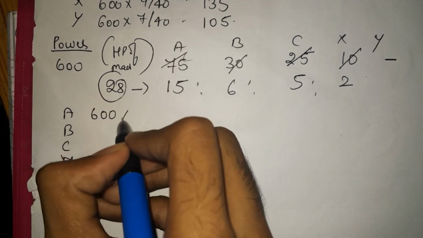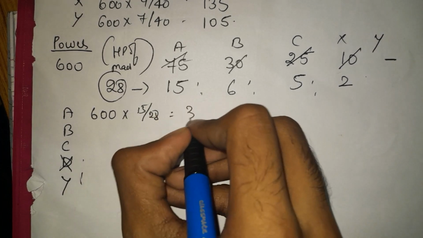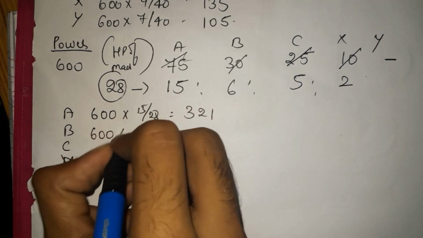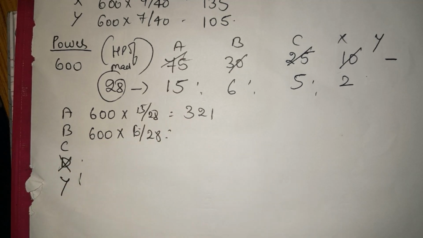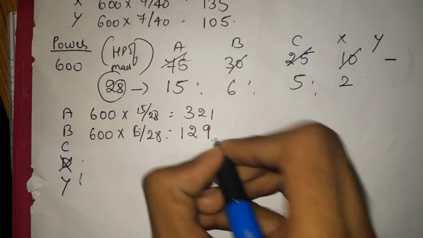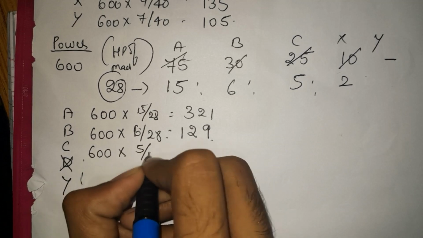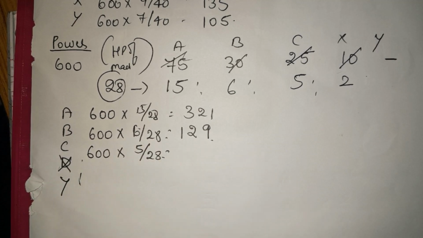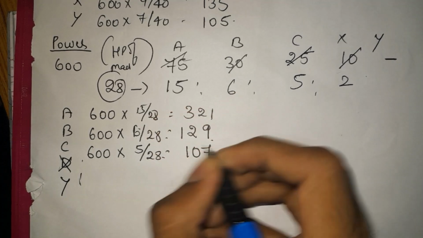A department it will be 600 into 15 by 28. 600 into 15 by 28 will be 321. Next 600 into 6 by 28. 600 into 6 divided by 28 will be 129. Next 600 into 5 divided by 28. 600 into 5 divided by 28, it will be 107 rupees.